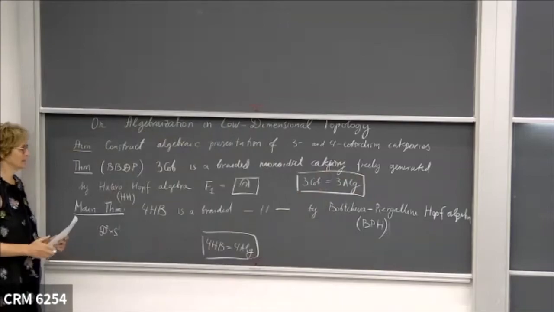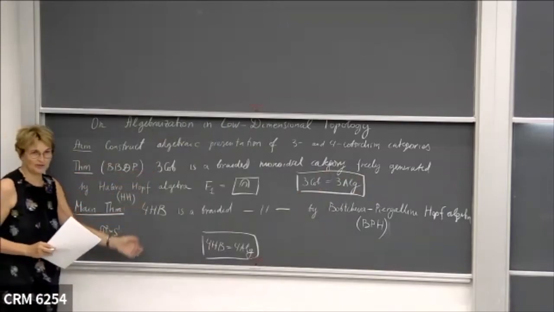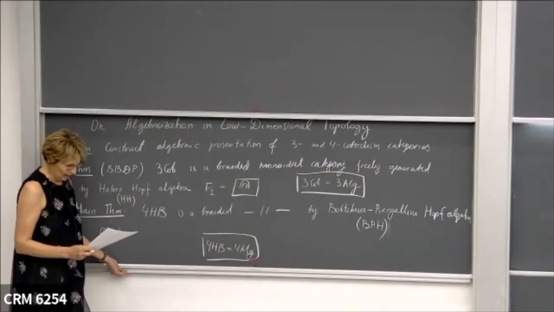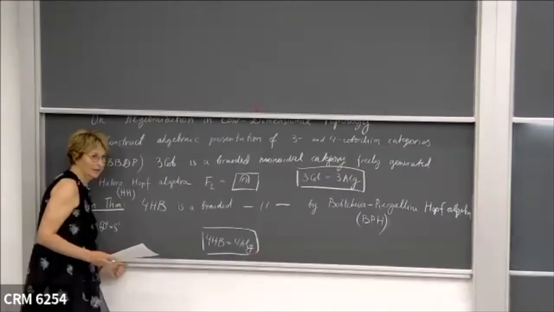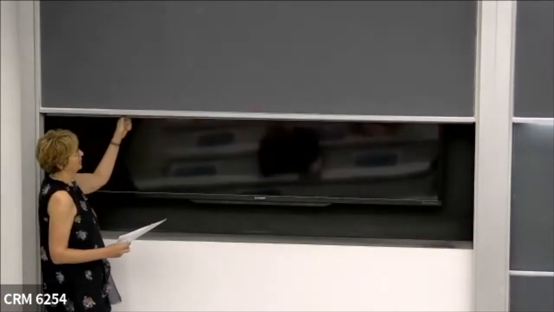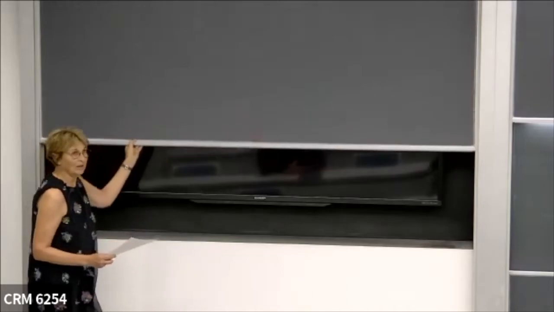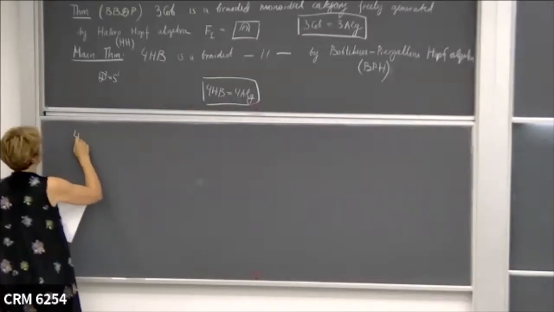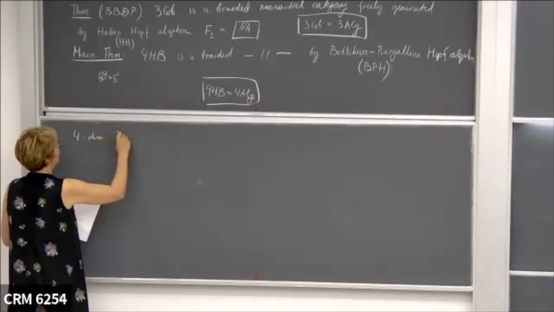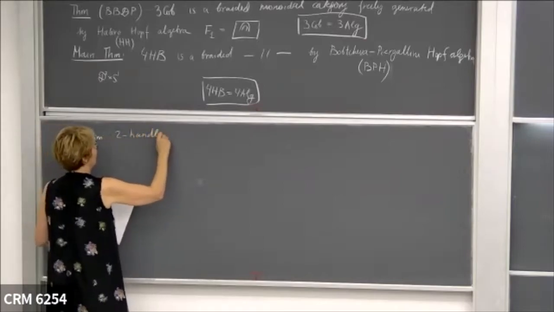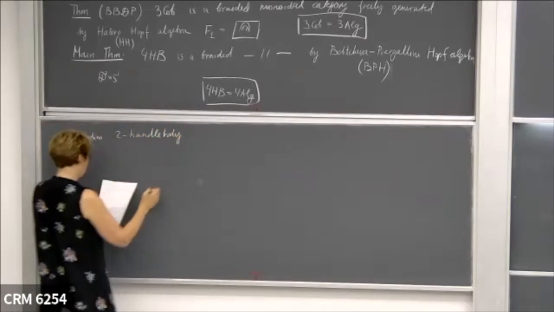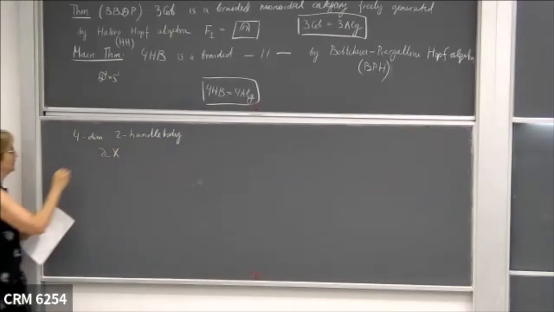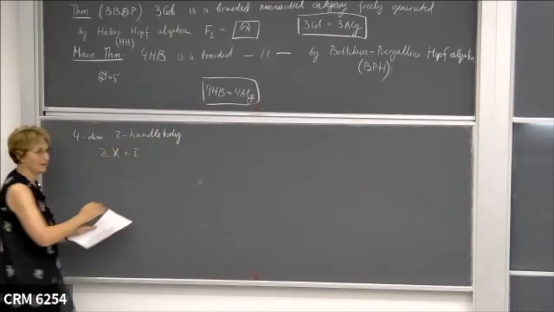So at the end of the day, we will know how to prove them, or at least what the strategy is. Okay, so then I started yesterday to discuss four-dimensional two-handle bodies. And remember that every such four-dimensional two-handle body can be obtained from some three-dimensional space, which I call minus X, times an interval. So you're just thickening the space.